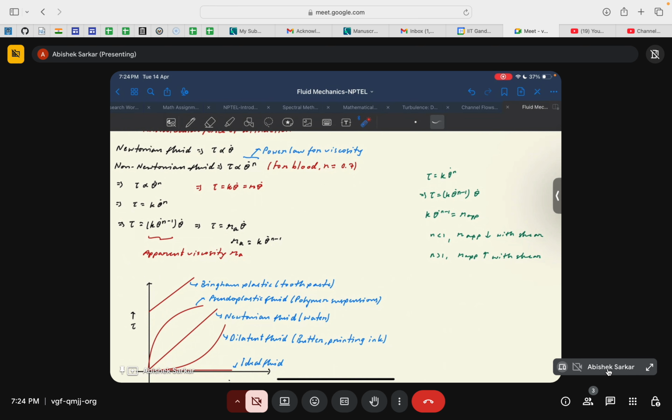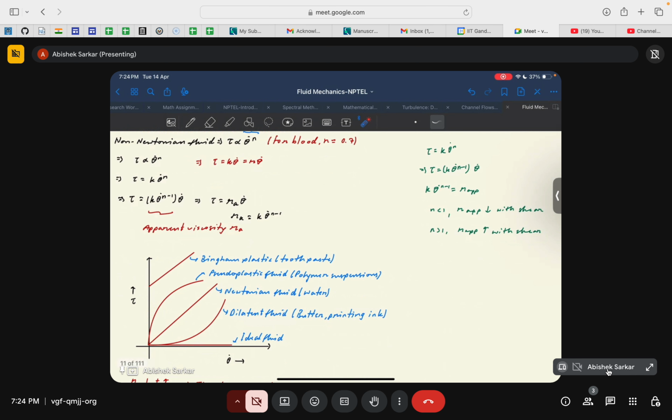These are dilatant fluid, pseudoplastic fluid, and Bingham plastic fluid, and these are the common examples. I don't think they will ask you something like this in the exam, but at least knowing that these different kinds of fluid exist is important.